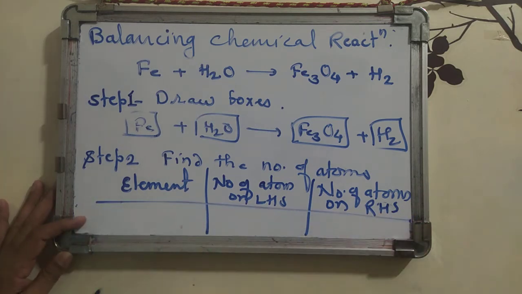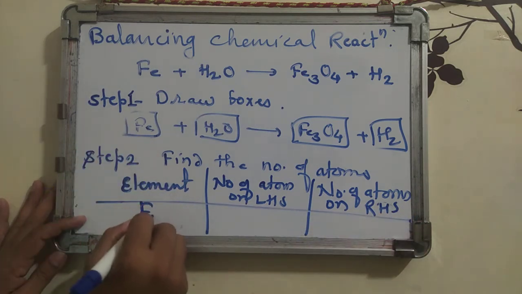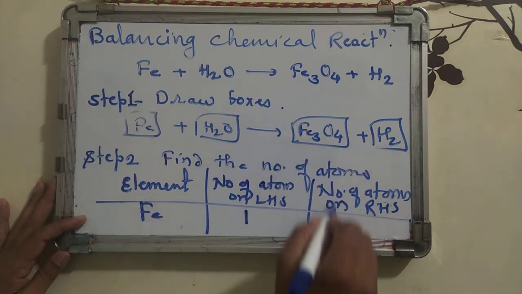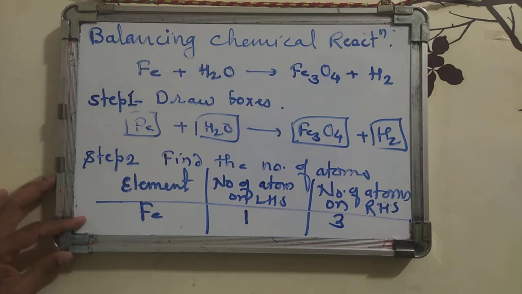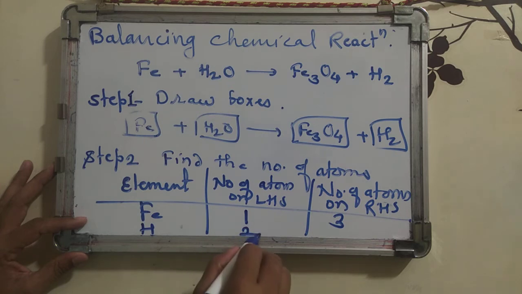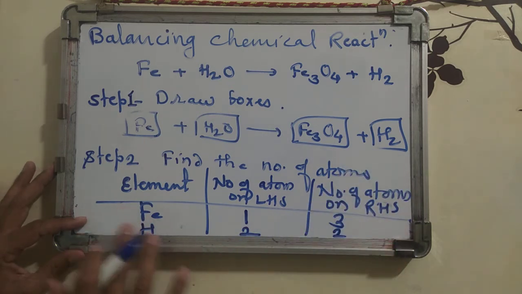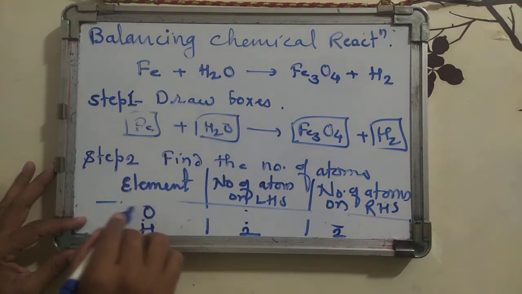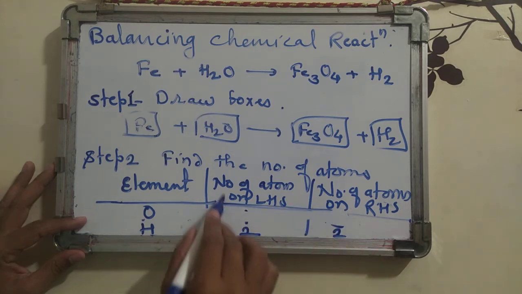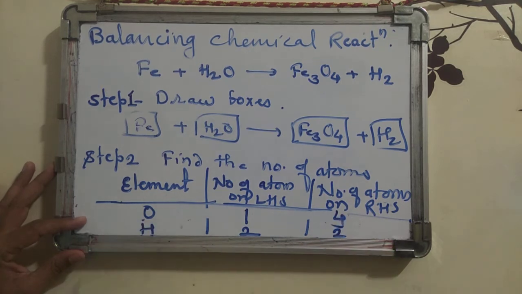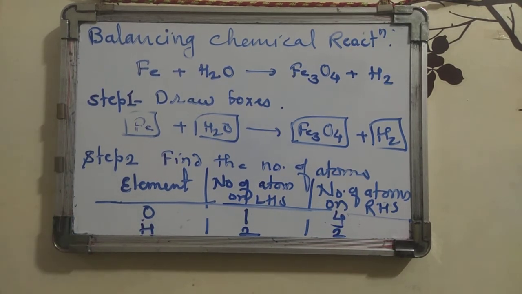Let's see now. First, iron. How many irons are present? 1 on the left hand side, here 3. How many hydrogens are present? Here 2 and here also 2, so I'll cut that over here. Then the number of atoms of oxygen: here 1 and here 4. Now these we have to balance.